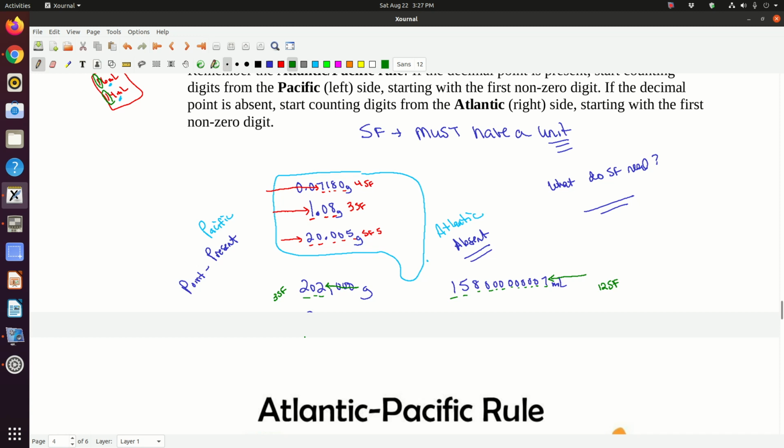That's how easy this is. If you just learn the Atlantic Pacific rule, you will be able to determine the number of significant digits in everything, but it must have a unit, and it cannot be something you count like people or eggs, because counting things has infinite significance. It's not a measure. People are not a measurement. Eggs are not a measurement. They're things, objects that you count.